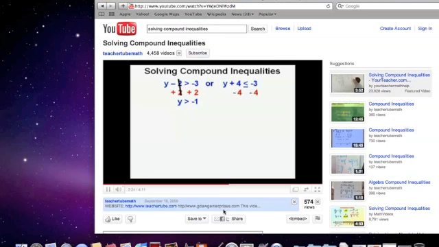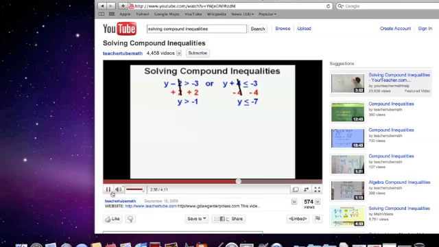To work the problem on the right, we subtract 4 from both sides. We cancel 4 minus 4 on the left side, and we bring down the result, which is y is less than or equal to -7. Now we go to our number line.